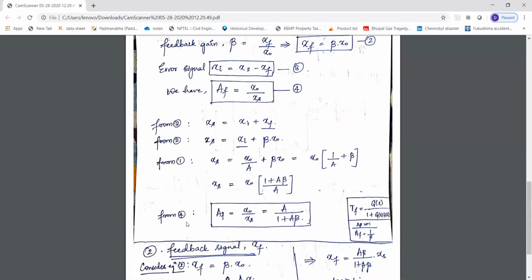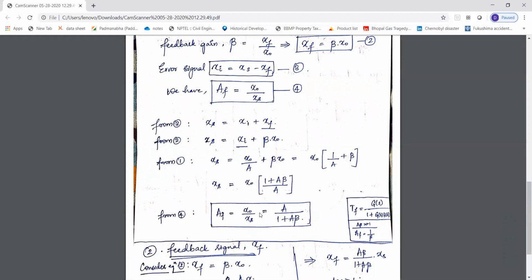And from equation 4, that is AF is equal to x naught by xs, see here, x naught by xs will be equal to a divided by 1 plus a beta, isn't it? x naught by xs is AF. So here itself we have got the equation for closed loop gain in terms of a and beta, that is open loop gain and feedback gain. So AF is equal to a divided by 1 plus a beta.